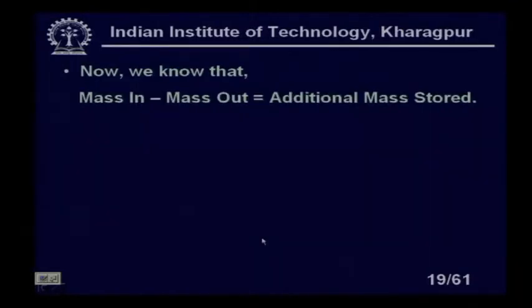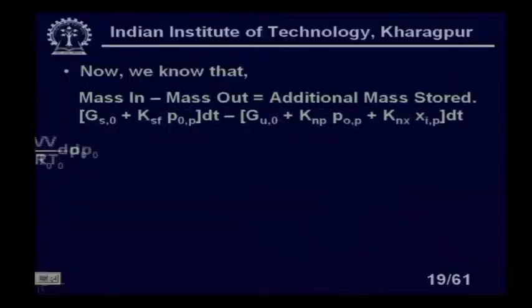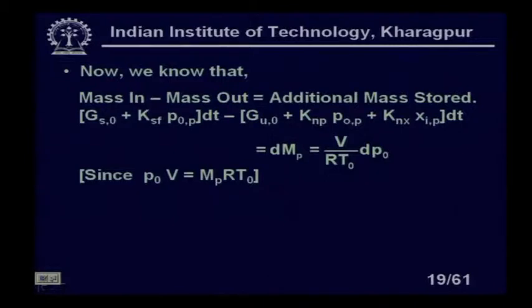Now, we know that in a flapper nozzle system, mass in, which means the mass of air flow coming in, minus mass out, is the additional mass stored inside the nozzle system. So, I can immediately write the equation: (G_so + K_sf P_o) dt minus (G_uo + K_np P_o + K_nx X_ip) dt.